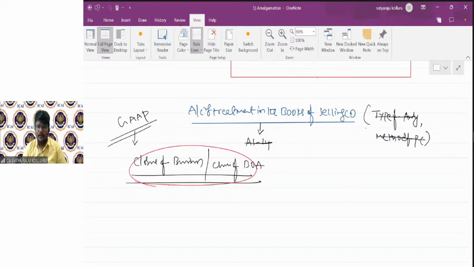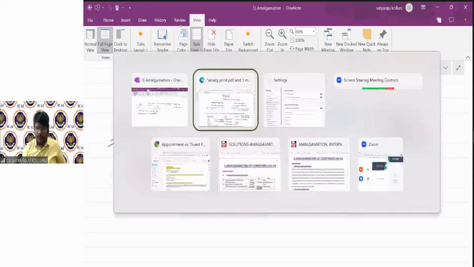Fine. Sir, as I already mentioned, AS 14 is not applicable to the selling company's books. Then which type of accounting treatment should I provide, sir? You should simply provide accounting treatment related to closure of the books of accounts. For that, you can apply the generally accepted accounting principles. Now, let me take an example for this.